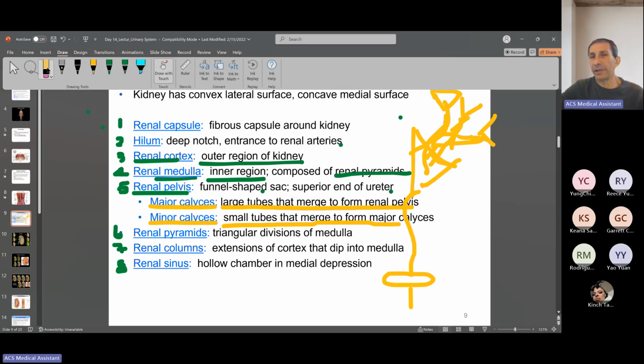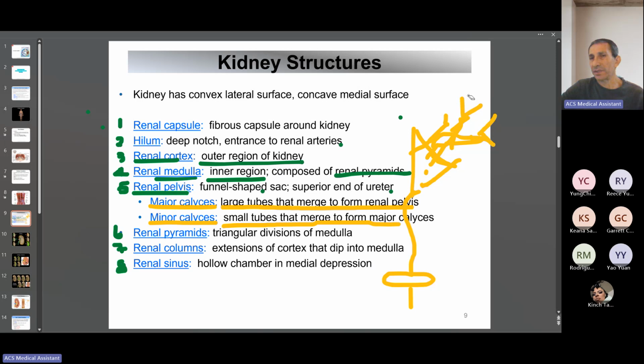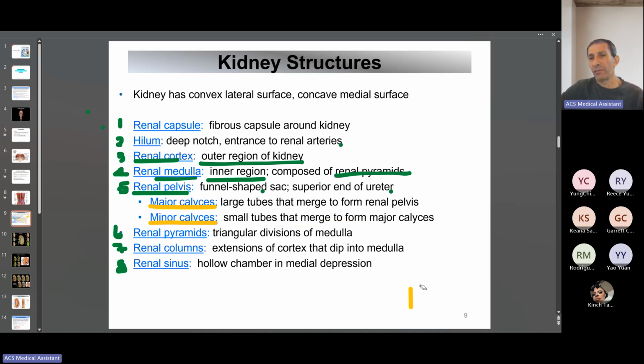So they have a tract, just like the digestive system has all these connected tubes, where urine is going to be passing through. It's going to be produced within the kidneys, then we're going to drain it out of the kidneys, but it has to pass through all these structures. So that's basically how this is going to happen. Then we're going to talk about these microscopic structures.